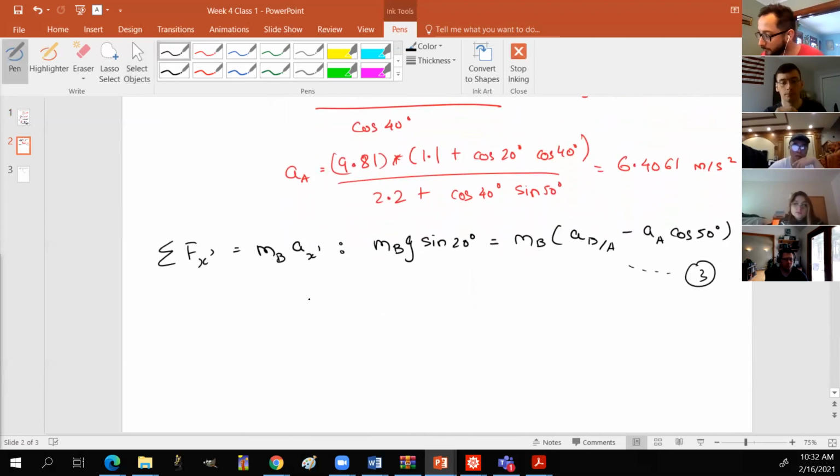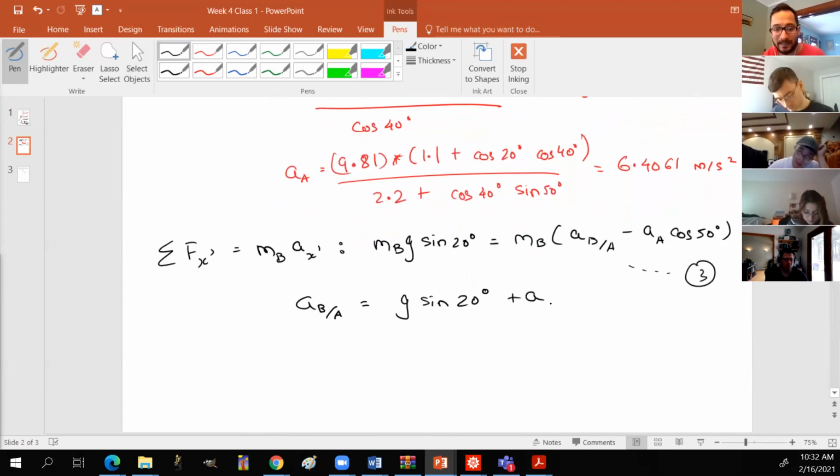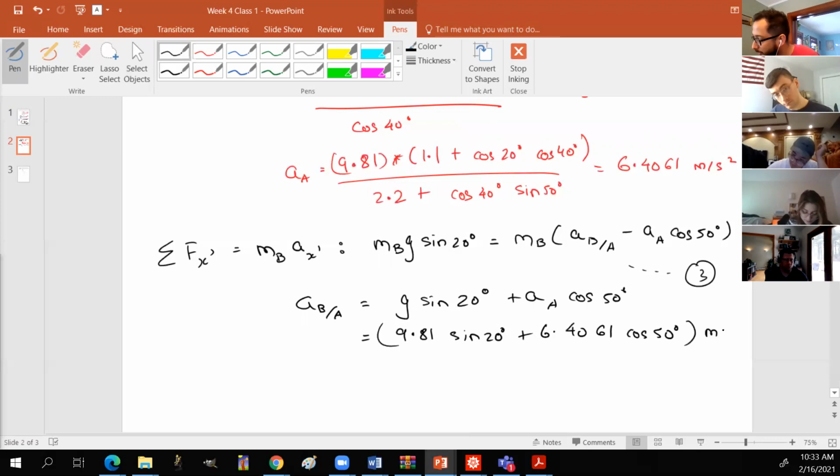So if we solve over here, you see that the acceleration of B relative to A is equal to g sine 20 degrees plus a_A cosine of 50 degrees. Plugging it in, you get 9.81 sine 20 plus 6.4061 cosine 50. This is going to be in meters per second squared. You guys can check this. Sorry, guys, we're running out of time. So 4.730 meters per second squared.